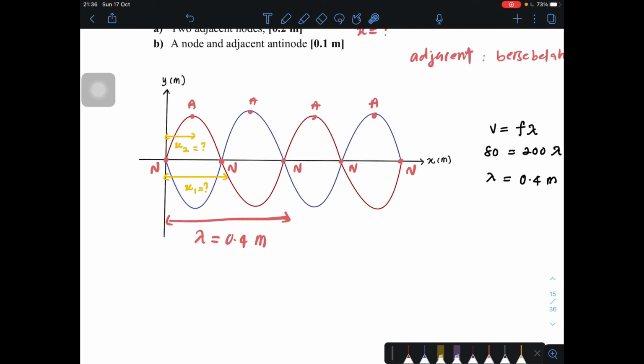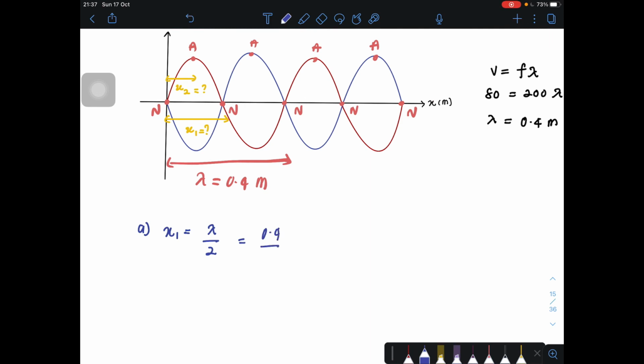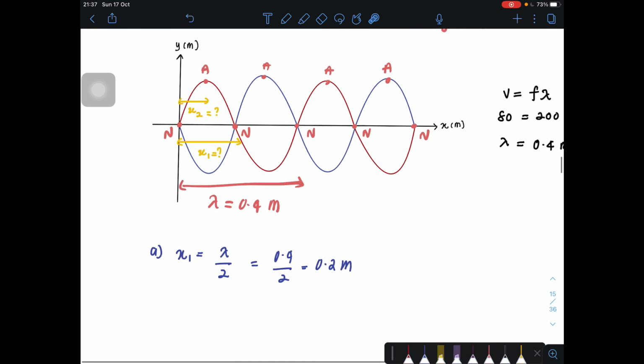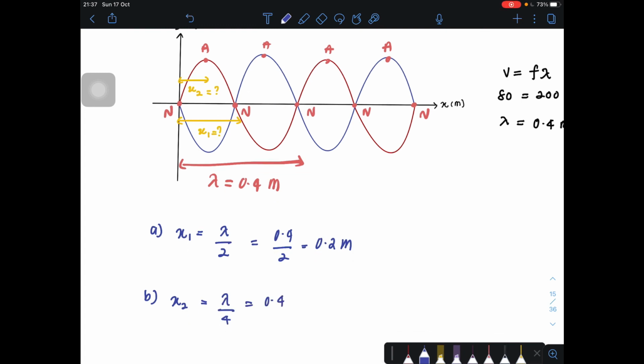So daripada sini kita boleh nampak x1 adalah sama dengan lambda over 2. So we can get that x1 is equal to lambda over 2. So lambda over 2 is equal to 0.2 meter. And the next one, in order to find x2, x2 adalah from here to here, right? So it is lambda over 4, which is 0.4 divided by 4, 0.1 meter.